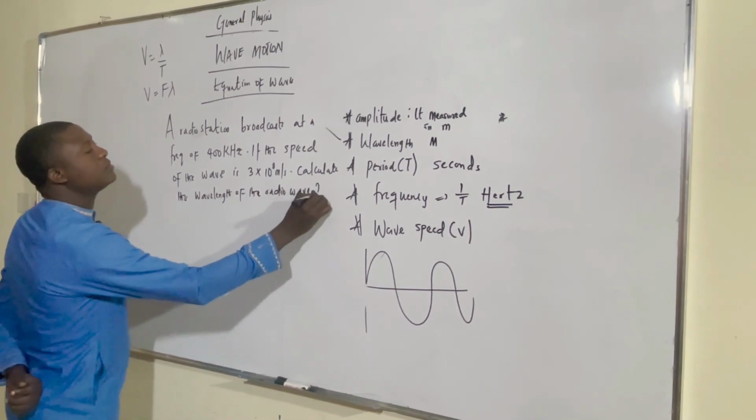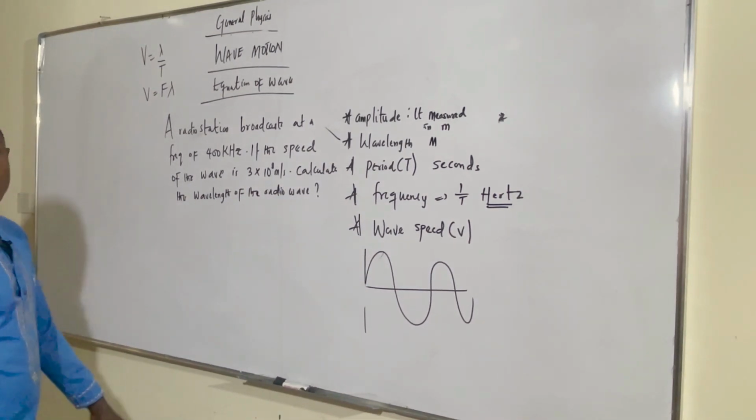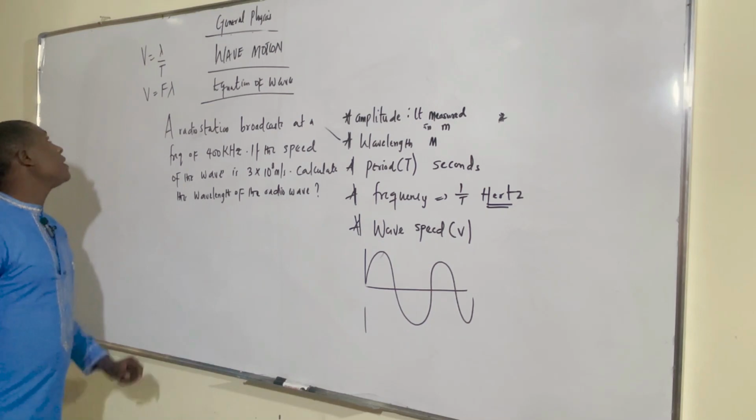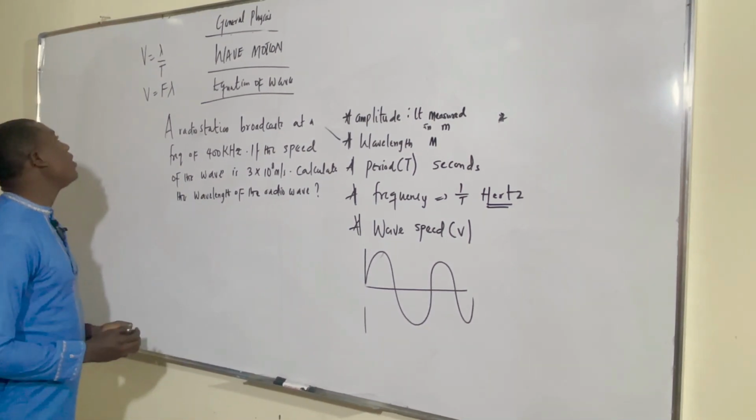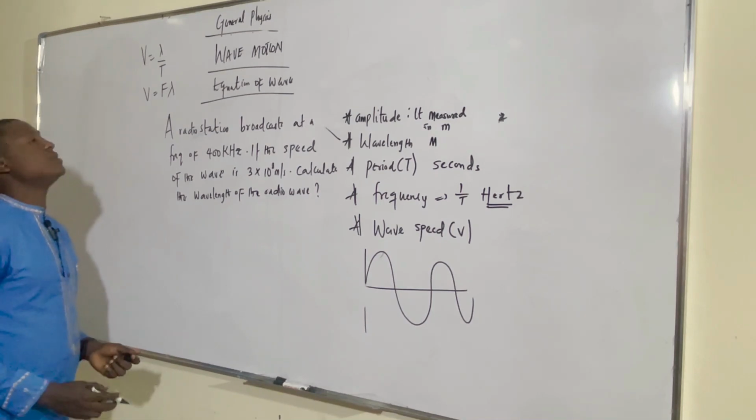So now this is a problem. I think it's simple and straightforward as well. Now look at the formula that we have for the wave speed. Wave speed can be lambda over T or f lambda. It depends on the data you are given. So let's see the question.